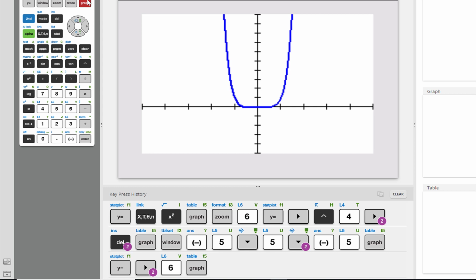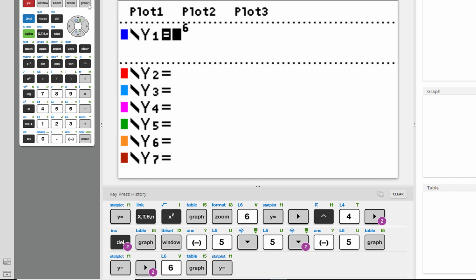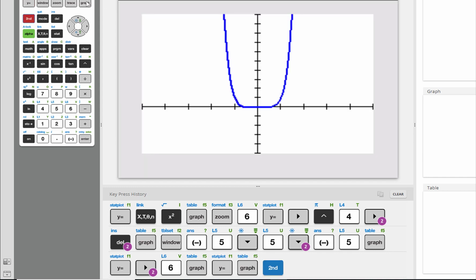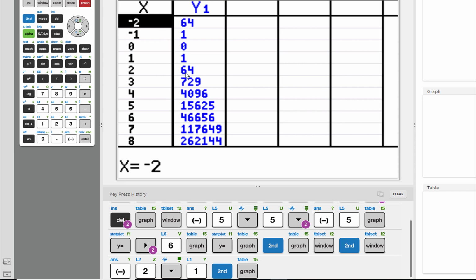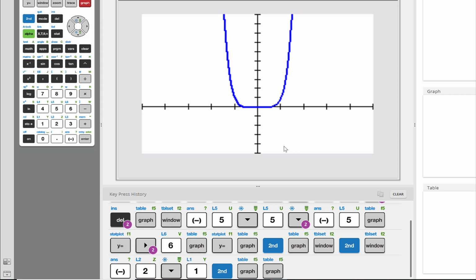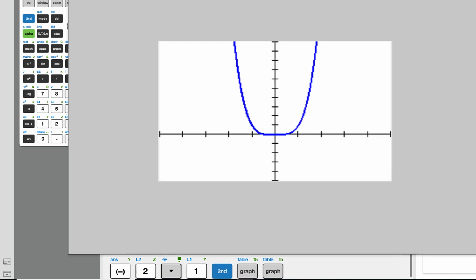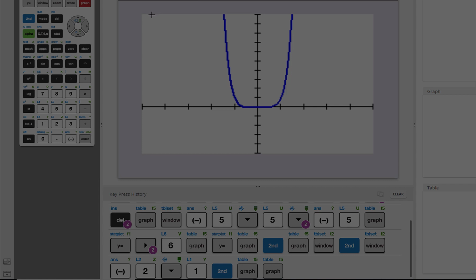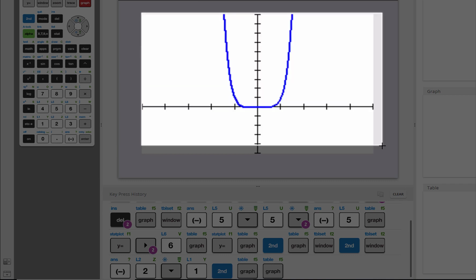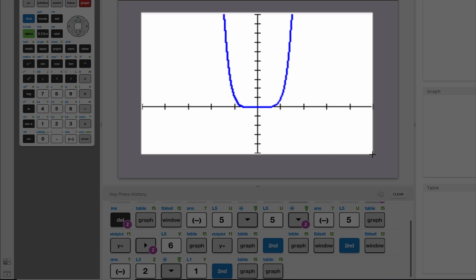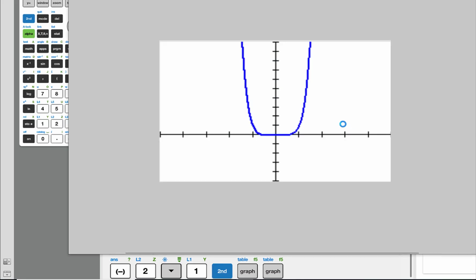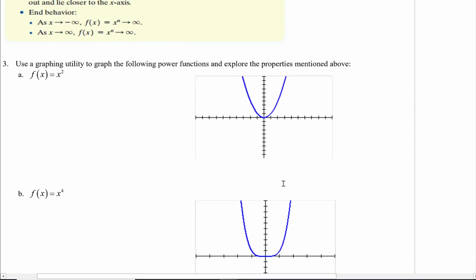And look at the origin. Look how it's closer to the origin. It just flattens out even more. Look at this table of values. Look at as x gets larger, look at how y gets larger. See? So I just want you to recognize that too, because I'm going to be referring to these values of x, what's happening, as x gets larger, what happens to the y. Okay, so we go copy and paste. And there are our graphs.